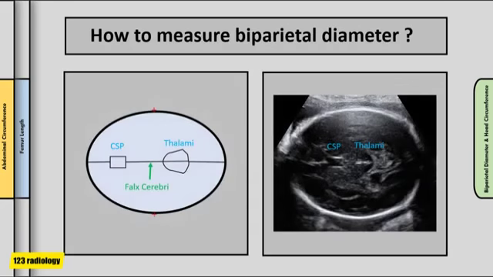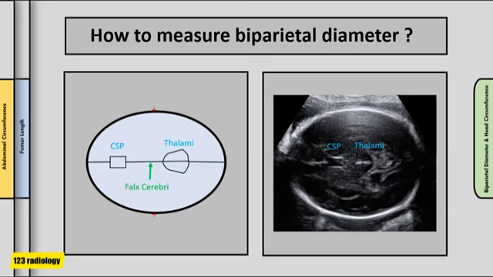How to obtain the ideal image for measurement of biparietal diameter. Get a cross-sectional view of the fetal head at the level of the thalami. The head should be as close as possible to the horizontal. The head should appear oval in shape. There should be symmetry on both sides. The falx cerebri should be centrally positioned, appearing as a continuous midline echo.